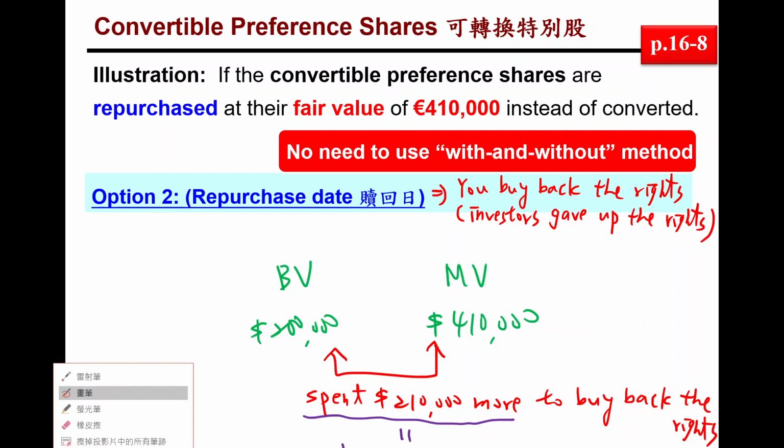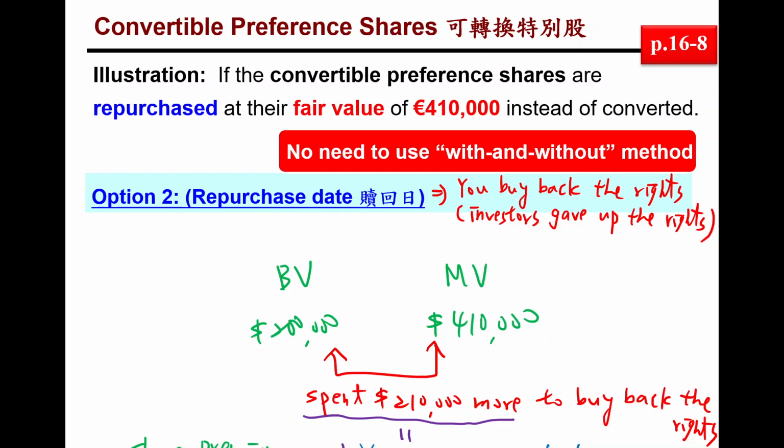But remember, for equity, we don't use gain or loss. So which account do we use? Share premium, right? So for equity, no gain, no loss, we use share premium to tell you the gain or loss. Okay, any questions?